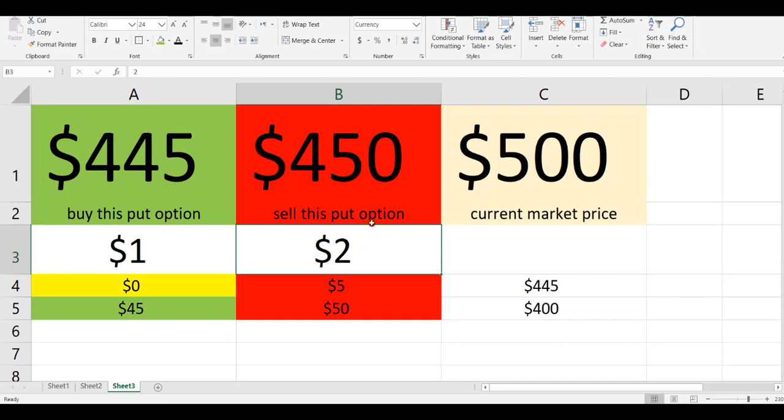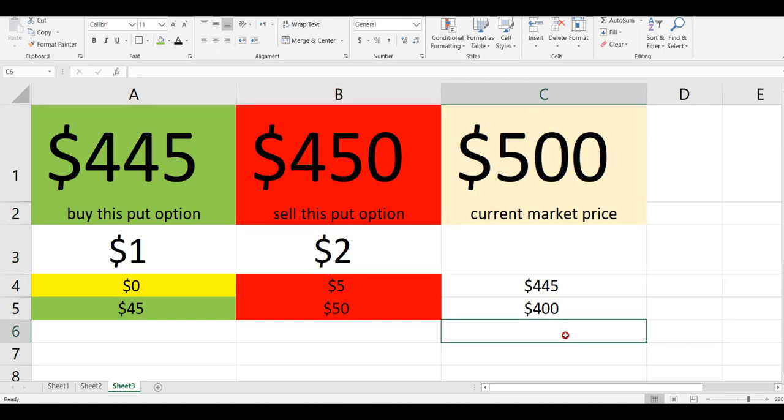If the stock ends up above that strike price, then he won't end up owning the shares, but he just collected premiums. He just made money by selling the put option and having it expire worthless. You didn't have to buy it back. It expired worthless because the market price was trading above the strike price.